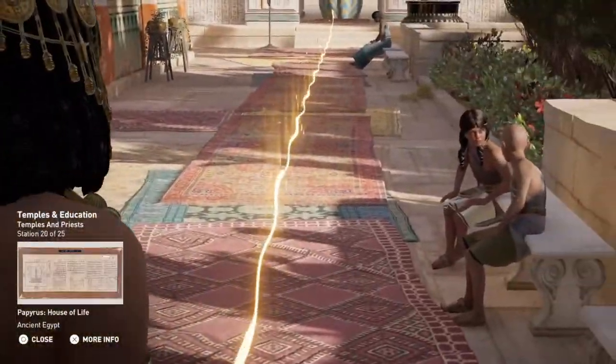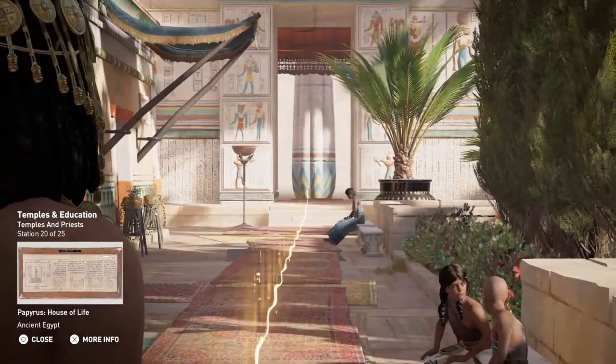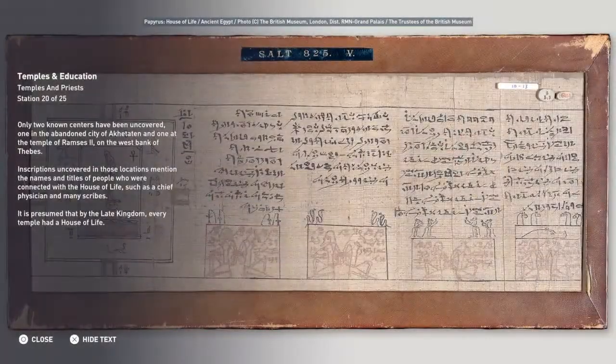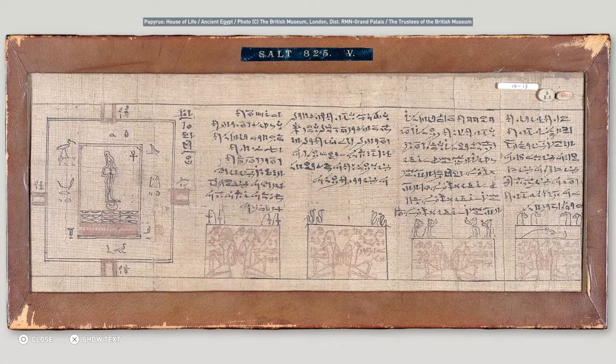Only two known centers have been uncovered, one in the abandoned city of Akhetaten and one at the temple of Ramses II on the west bank of Thebes. Inscriptions uncovered in those locations mention the names and titles of people who were connected with the House of Life, such as a chief physician and many scribes. It is presumed that by the late kingdom, every temple had a House of Life.